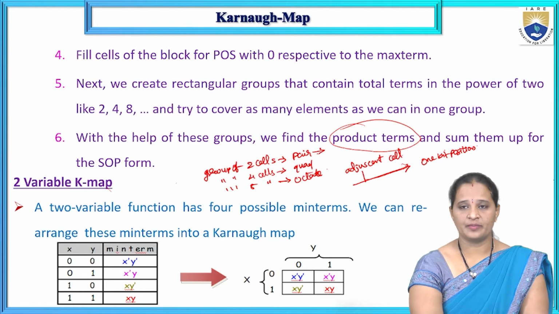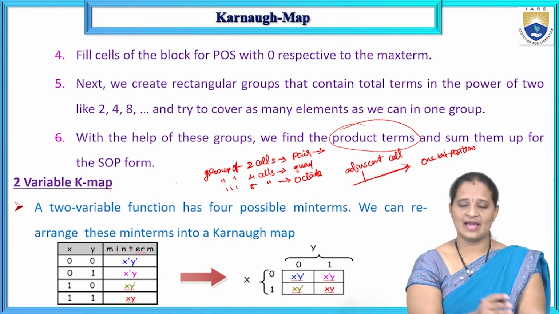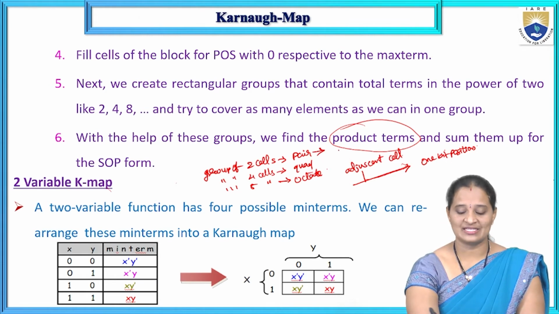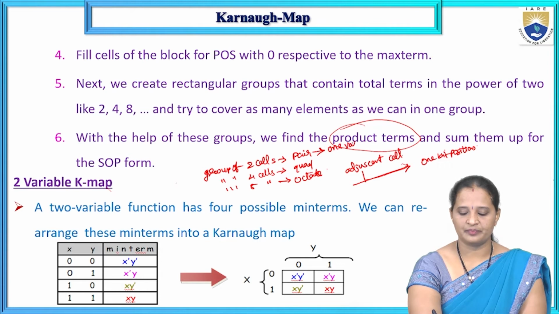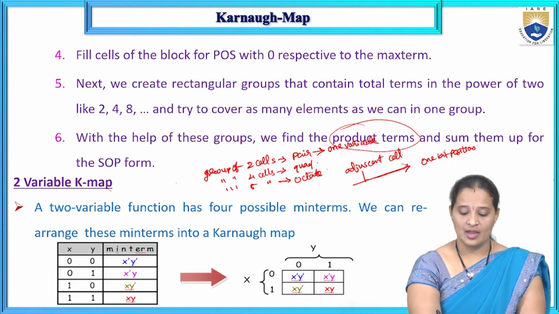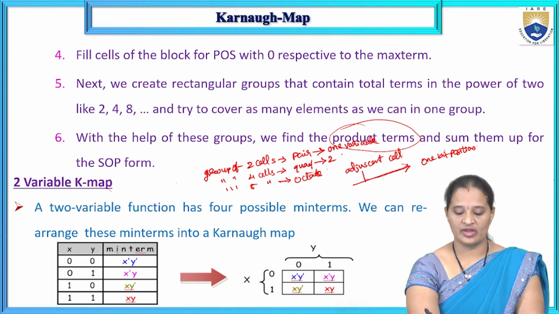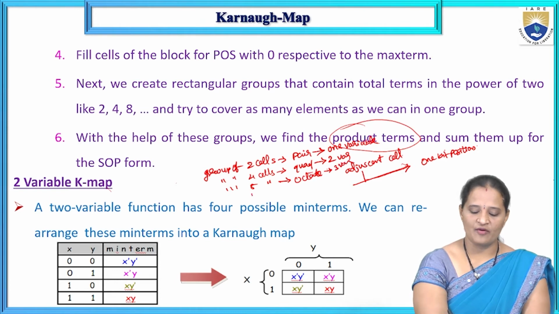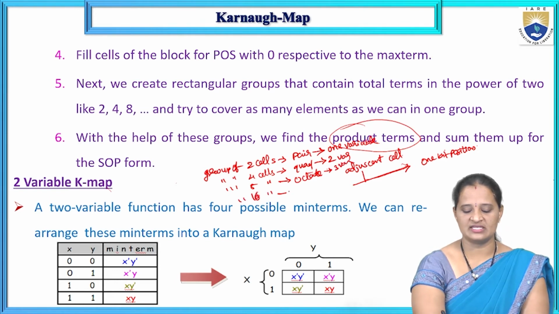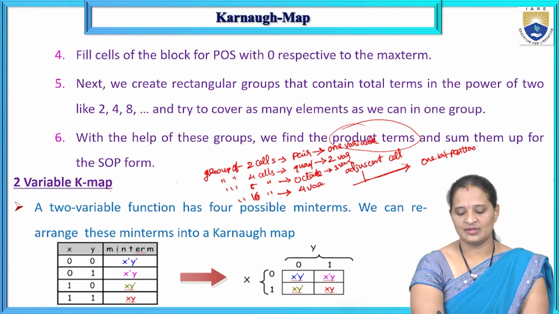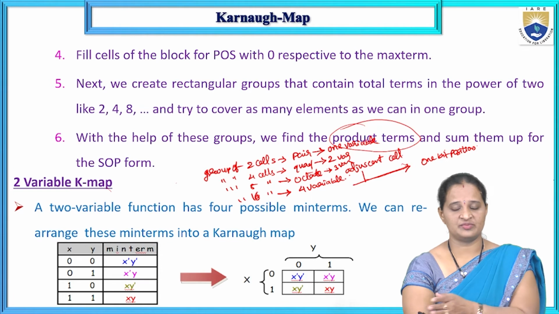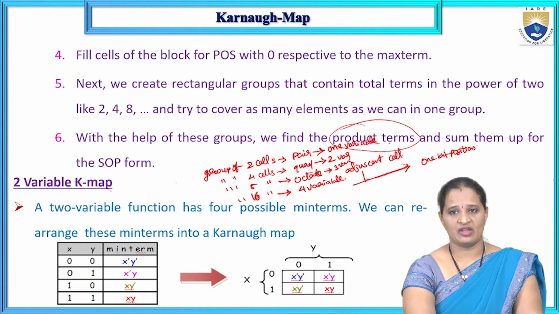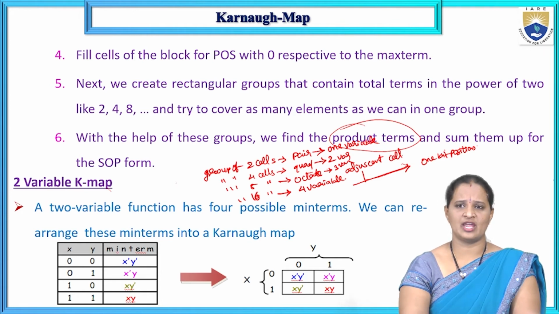By forming a group, for example, if my min term has 3 variables, by forming a group of 2 cells, I can eliminate 1 variable. By forming a quad, I can eliminate two variables, and by forming an octet, I can eliminate three variables, and by forming a group of 16 cells, I can eliminate four variables and so on. So in each min term, if I can form a group of two cells, I can eliminate one variable.